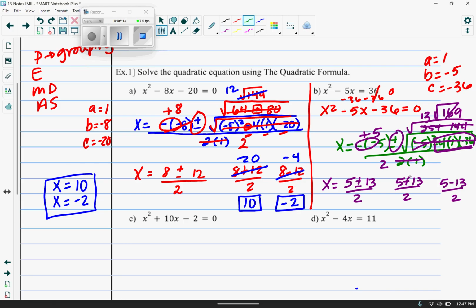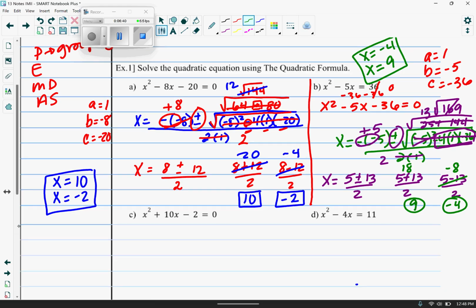5 plus 13 is going to give me 18, divided by 2 is 9. And 5 minus 13 is negative 8, divided by 2, which is going to give me negative 4. So this problem, x equals 9 and x equals negative 4. Those are my two answers.